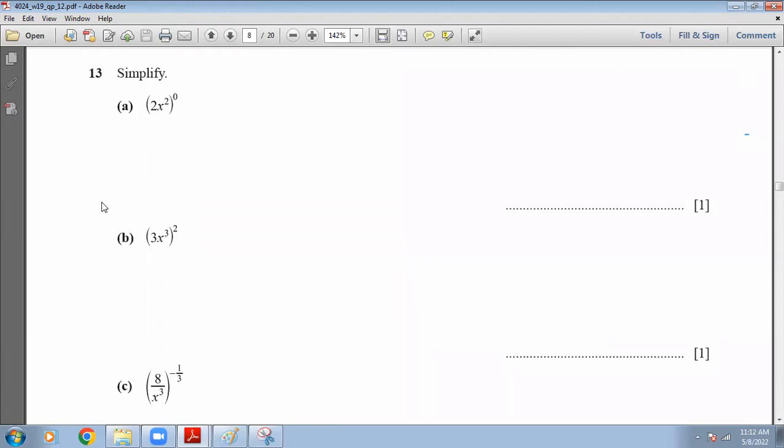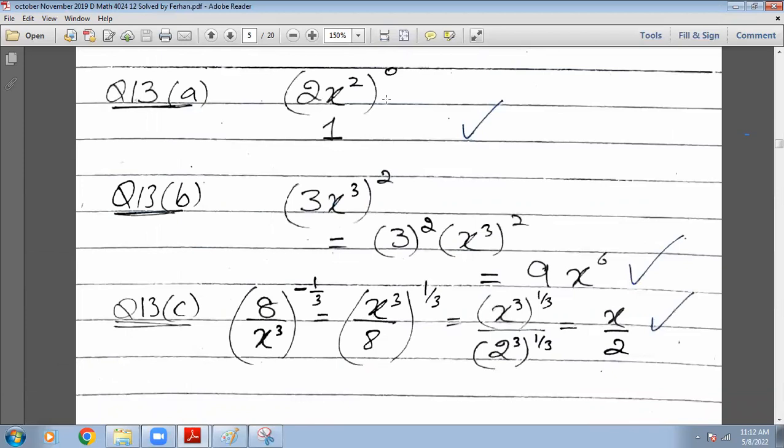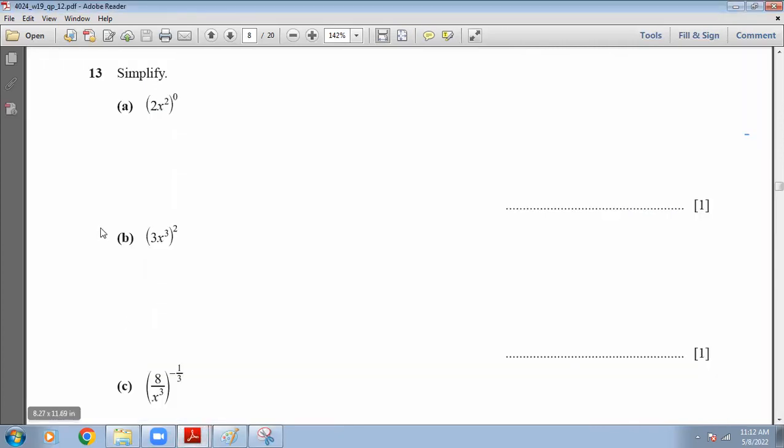Okay. So simplify. Question number 13, this is coming from the indices chapter from the D3 book. Okay, simplify 2x squared whole raised to power 0. Okay, anything raised to power 0 is always 1. This concept is frequently tested in the Cambridge exam. So this whole thing is raised to power 0. Anything raised to power 0 is 1. Okay. So we are going to the next part.